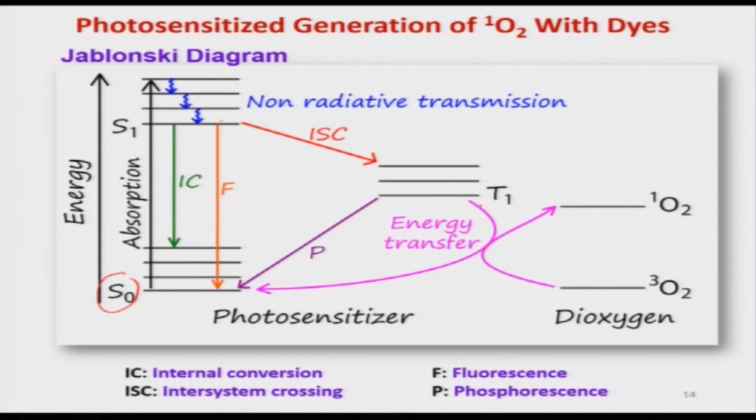This triplet state is a high energy state, as you can see. It can transfer energy, and dioxygen, which is a triplet state, can take that energy and convert to singlet oxygen. So, coupling of these two leads to the formation of singlet oxygen, and this singlet oxygen can be utilized for various chemical transformations. I will show you some very interesting applications which all of you are aware of.